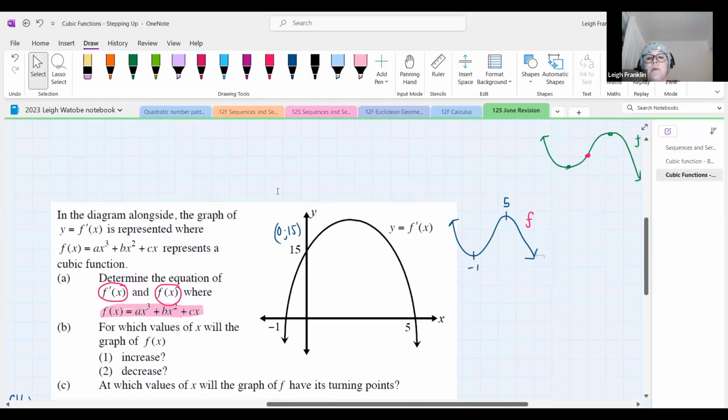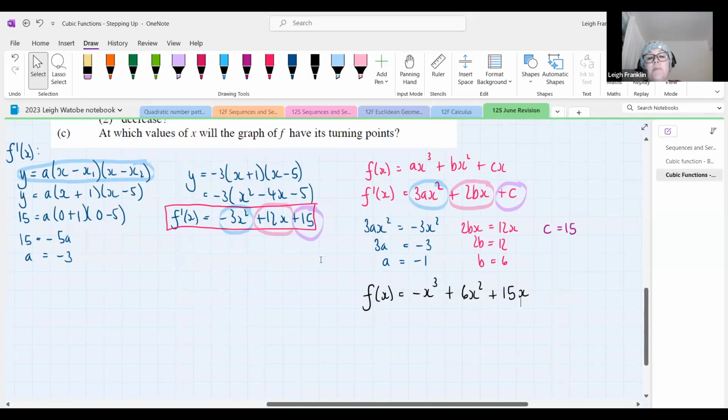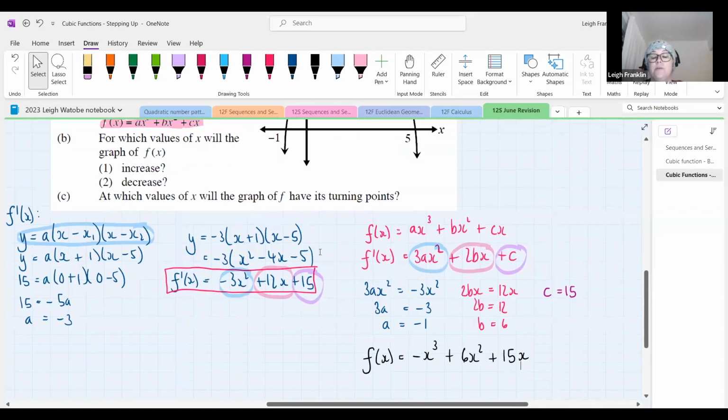And it makes sense because remember our picture was concave up and then concave down, so we were expecting a negative in front of our x cubed. Any questions? Yeah, you got that. Cool. That's really positive. You were stuck at c, Lorato. Okay, but there we go.